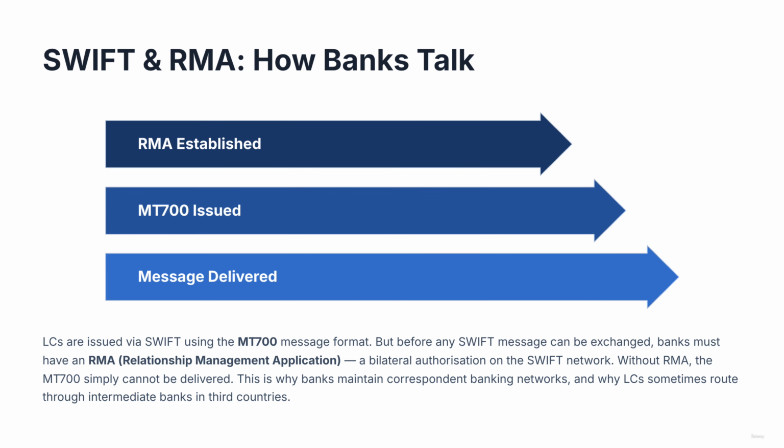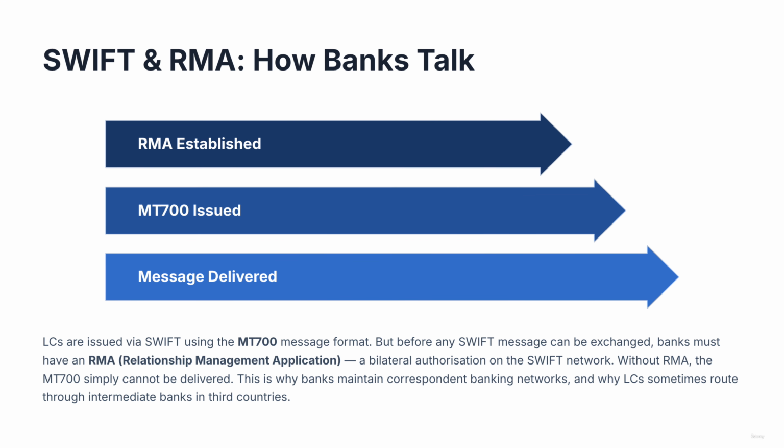Before any SWIFT message can be exchanged between two banks, they must have an RMA in place. RMA stands for Relationship Management Application. It is a bilateral authorization on the SWIFT network. Bank A grants Bank B permission to send and receive specific message types, and Bank B does the same in return. Without an RMA, the MT700 simply cannot be delivered. The message will be rejected before it reaches its destination.